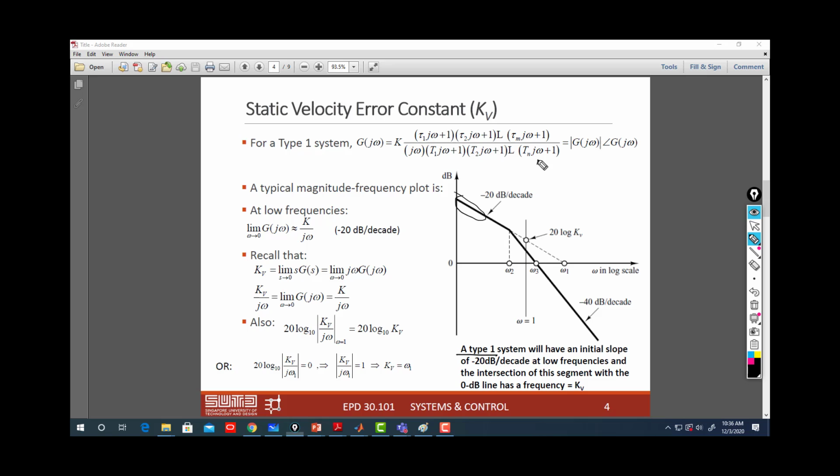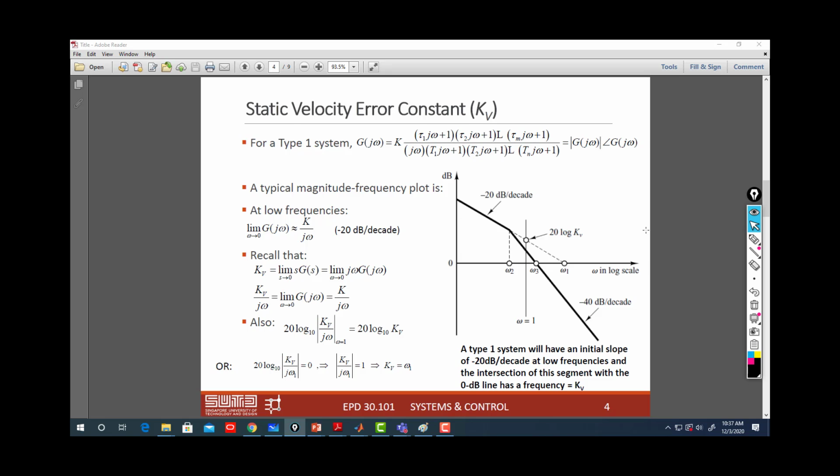Then what's Kv? To find Kv, you keep your horizontal line, taking it until it crosses the frequency axis. The frequency that you find here, assuming it's omega 1, which is 10 radian per second, 100 radian, whatever. So the omega 1 that you find here is your Kv. Here is the derivation, you can look at it. So that's how to find Kv and system type: type 1 in case you have minus 20 decibel per decade.